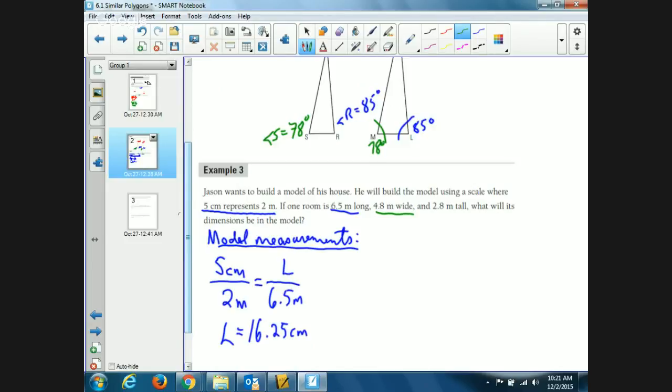How about this one? 4.8 meters wide. What do we put on the left? The exact same model scale. So we're going to put 5 centimeters, 2 meters. And then we're going to say the 4.8 meters matches the 2 meters.